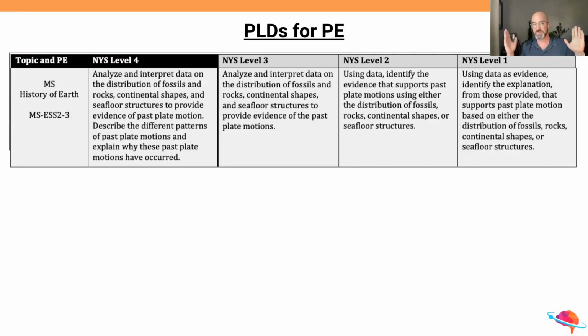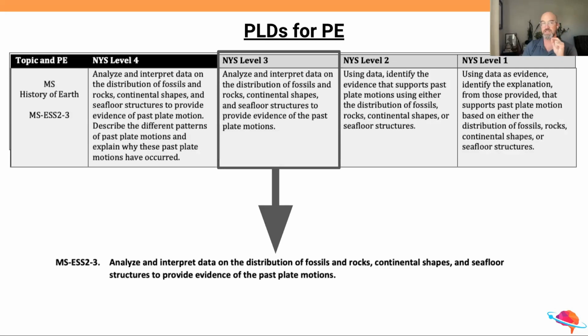And this is what a PLD looks like. So if you haven't seen these before, here you go. So for the standard MS-ESS2-3, the same standard that we looked at earlier, this breaks it into 4 levels of various proficiency, from level 1 to 2 to 3 to 4. Now, probably the most important part of all of this is that performance expectation, MS-ESS2-3: analyze and interpret data on the distribution of fossils, rocks, continental shapes, and seafloor structures to provide evidence of past plate motions. That is level 3. So proficiency is level 3.